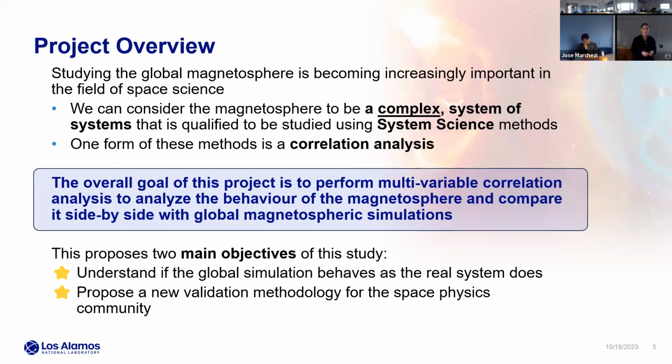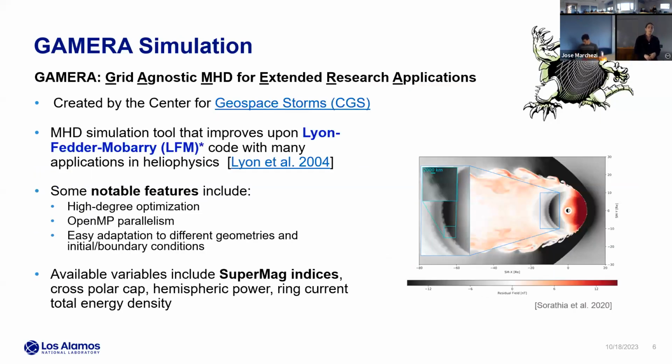to propose a new validation methodology for the space physics community. The simulation that we used in this study is the Grid Agnostic MHD for Extended Research Applications, or GAMERA. This is created by the Center for Geospace Storms. Most of this information isn't really important, but some notable features include that it has a high degree of optimization, OpenMP parallelism, and it's pretty easy to adapt to different geometries. So it's a very flexible simulation to use. And we can also get a bunch of variables, including the SuperMAG indices, which are used in this study, as well as others like the cross-polar cap potential, hemispheric power, and ring current total energy density.